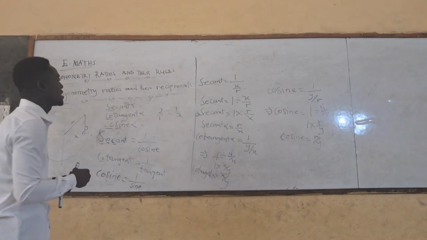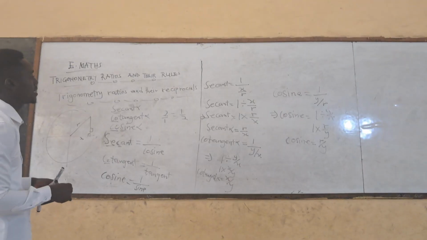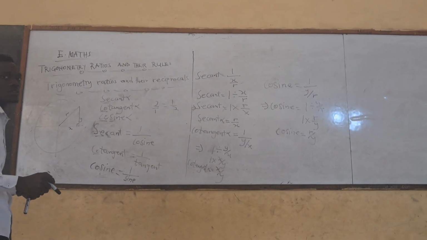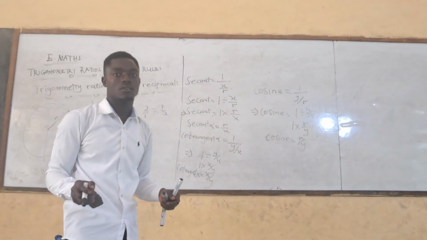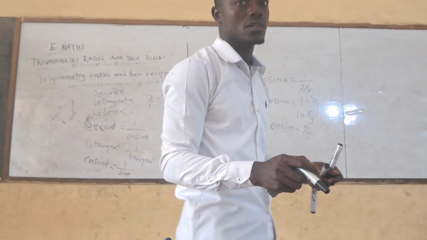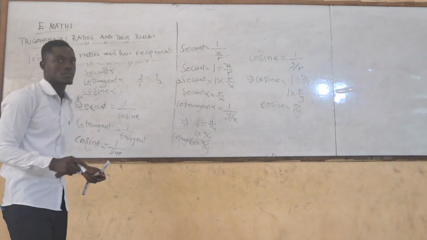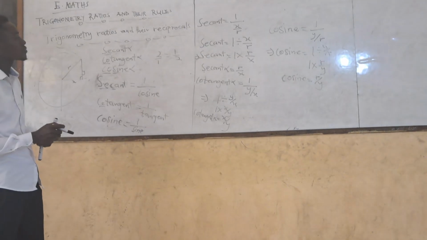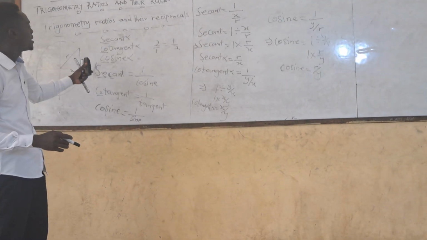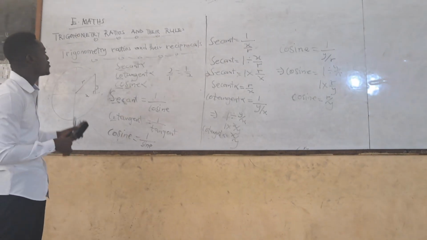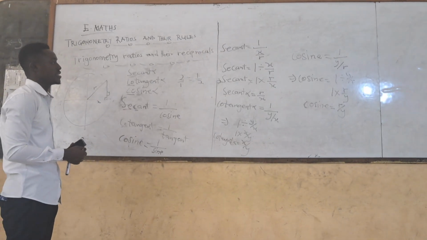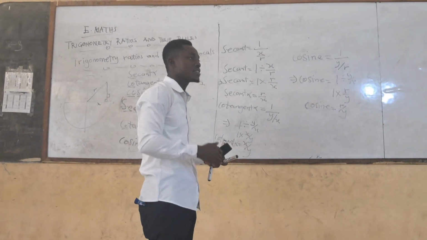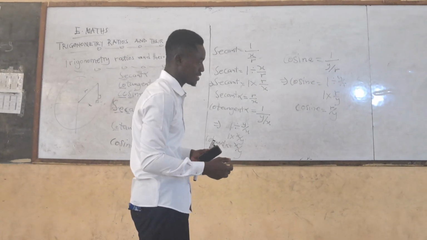So, these are our what? Basic 6 ratios. These are the identities or the basic ratios and their reciprocals. So basically we have 3 basic ratios and their reciprocals, which makes 6.